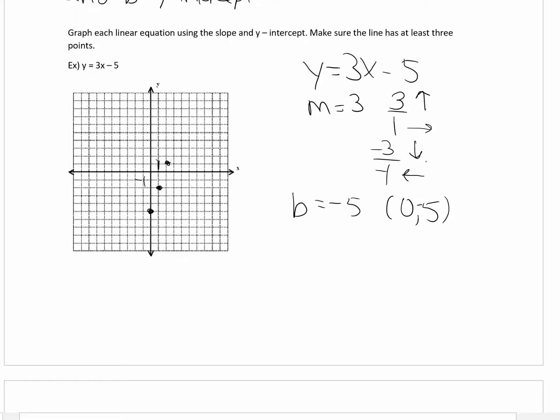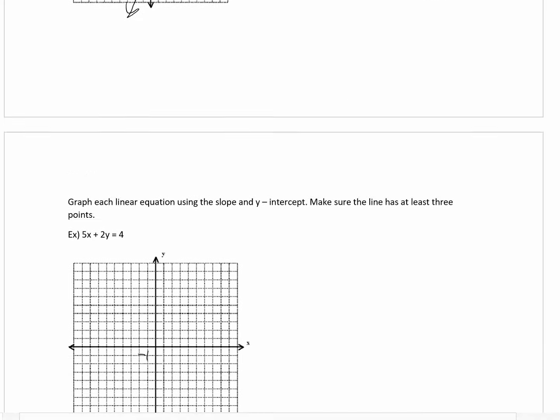Now, I want to use the other slope also. So from the y-intercept again, down 3 to the left 1. Notice it does not matter which slope I use. I'm going to be graphing the equation of the line. So connect the dots. Okay, let's take a look at the next example then.